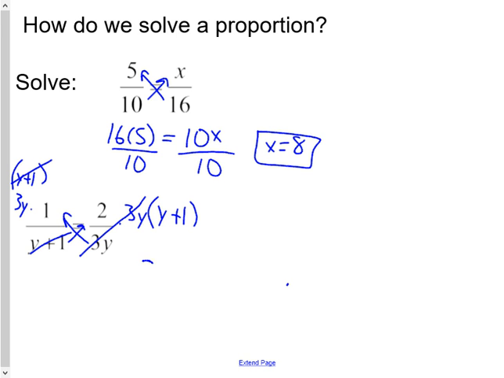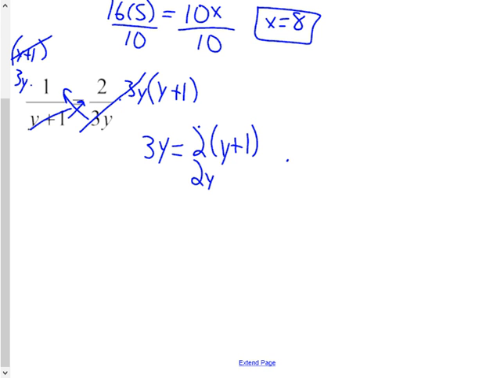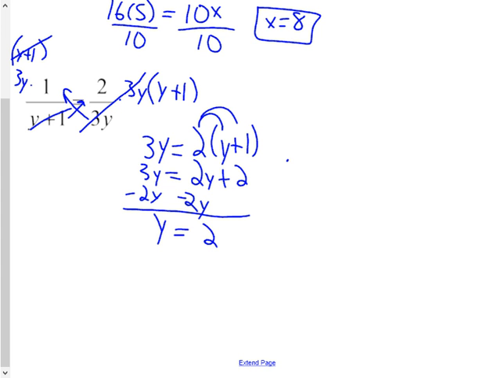We have 3y equals 2 times y plus 1. We're then going to distribute 2 times y, 2 times 1, so that's 3y equals 2y plus 2. Subtract 2y from both sides and get y equals 2. Doesn't hurt to plug it back in. 1 over 2 plus 1 equals 2 over 3 times 2, or 1/3 equals 2/6. Yep, it worked. A little quicker to check your answer than to find your answer.